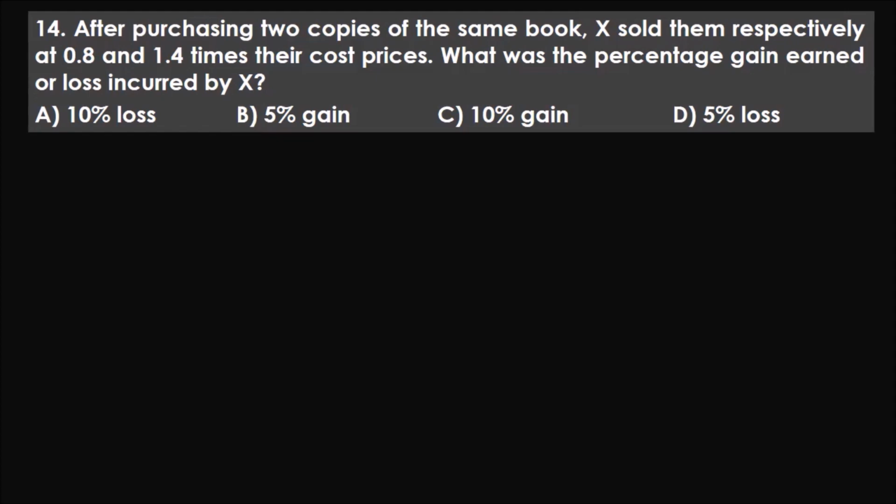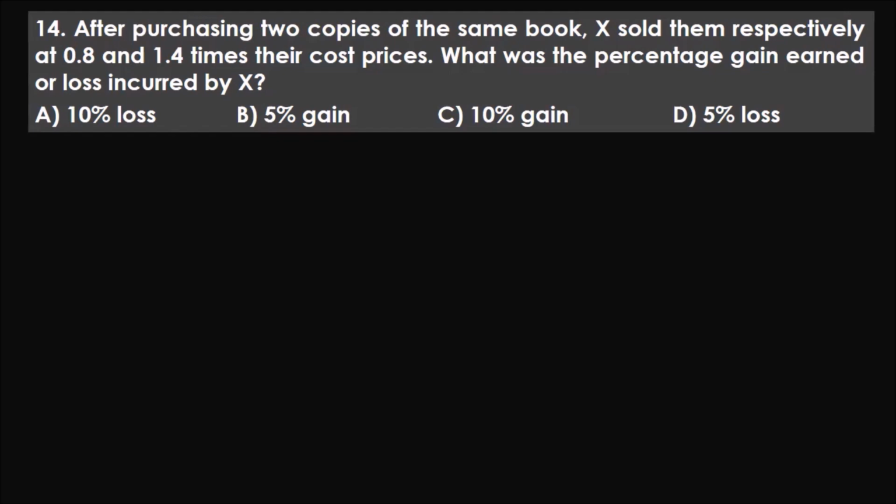This is a very nice question on profit and loss. Obviously, you can solve this question using the general method, but now I'll tell you a very nice shortcut using which you can get to the answer in literally 5 to 10 seconds. Let's do it. After purchasing 2 copies of the same book, X sold them respectively at 0.8 and 1.4 times their cost prices. That means 0.8 means what? A 20% loss. And 1.4 times means what?